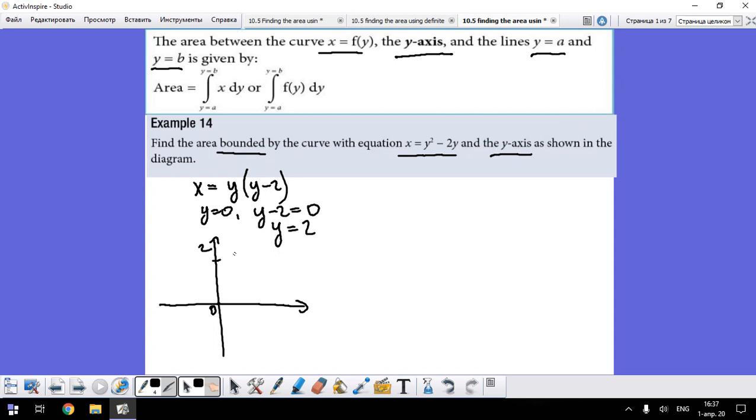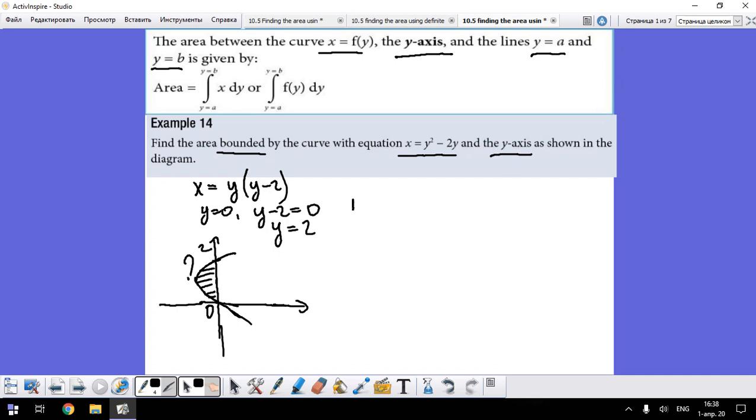So our graph is such a parabola which passes through the intercepts. Okay, let me draw it properly. Sorry, one moment. So these are the intercepts. So we need to find the area of this region. So how to find this area?